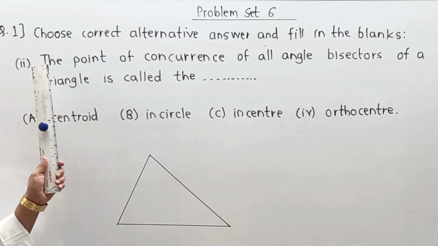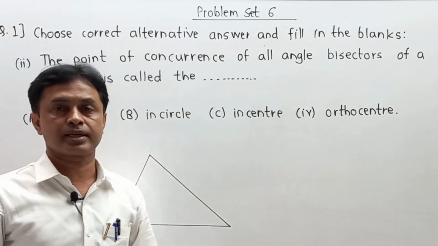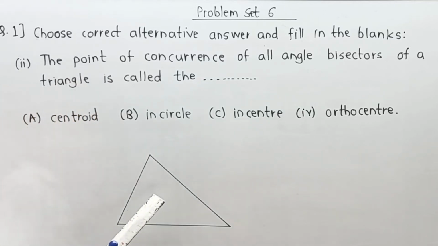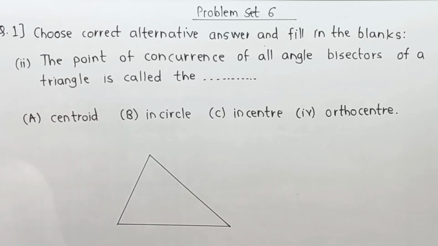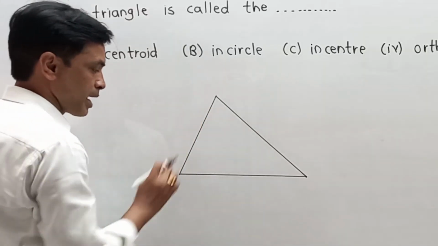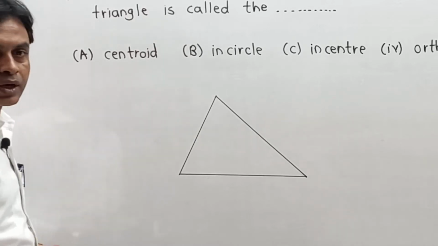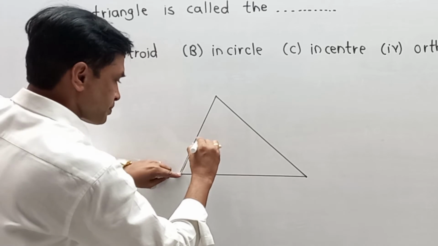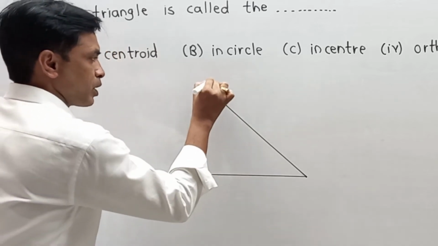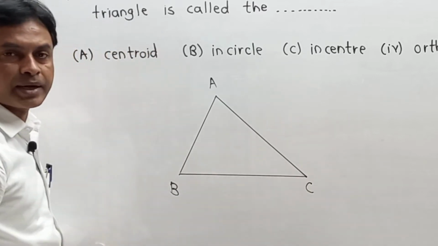So here, once again, the question is the point of concurrence of all angle bisectors. For proper understanding, I have drawn one triangle and I am going to draw the angle bisectors in front of you so that you can easily understand the meaning of this question. Let us call this triangle ABC, and now I am going to start its angle bisection.